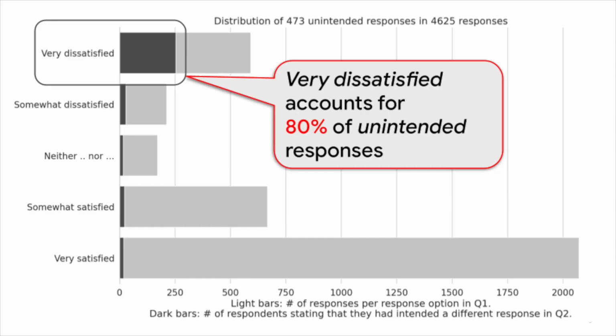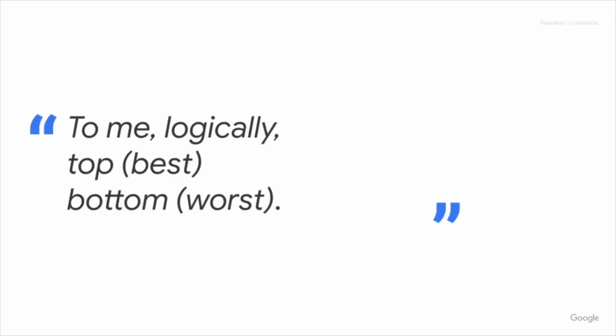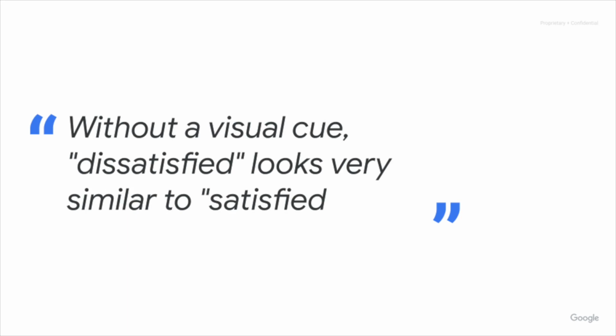Selecting very dissatisfied accounts for about 80% of those unintended responses. In most cases, respondents had wanted to select very satisfied instead. The bulk of the open-ended feedback shows that respondents expected the positive option to be on top, did not pay enough attention, and were fooled by the very similar spelling of the words satisfied and dissatisfied.